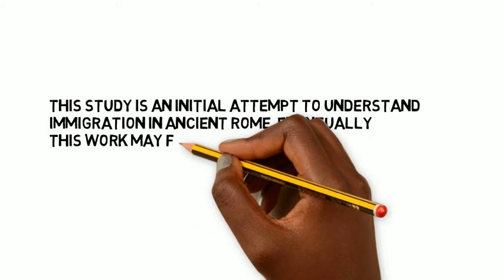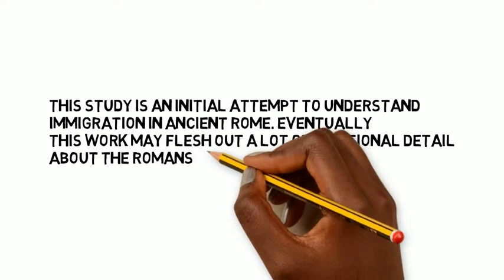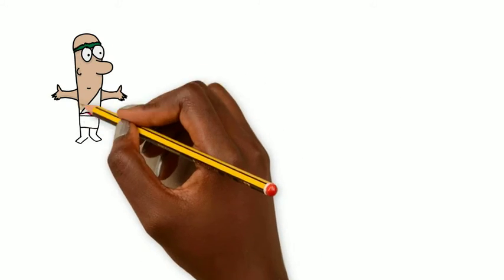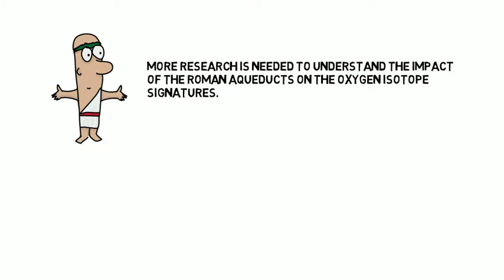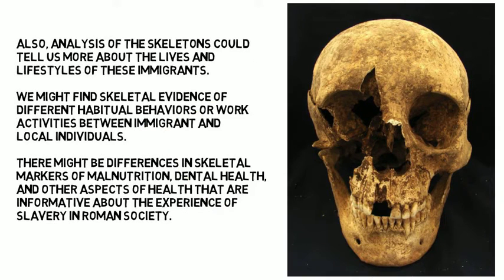Eventually, this work may flesh out a lot of additional detail about the Romans who were left out of historical records. More research is needed to understand the impact of the Roman aqueducts on the oxygen isotope signatures. Also, analysis of skeletons could tell us more about the lives and lifestyles of these immigrants. We might find skeletal evidence of different habitual behaviors or work activities between immigrant and local individuals. There might be differences in skeletal markers of malnutrition, dental health, and other aspects of health that are informative about the experience of slavery in Roman society.